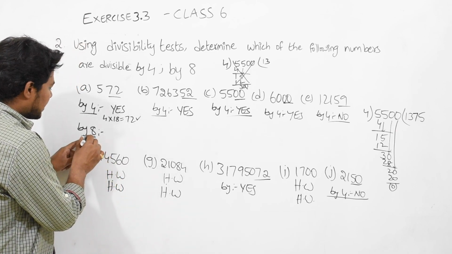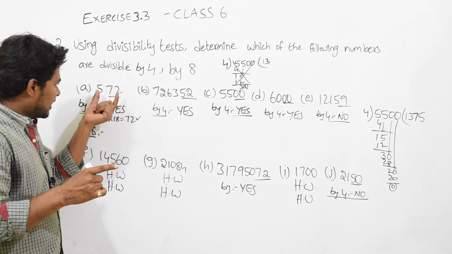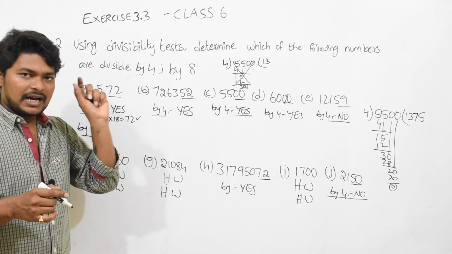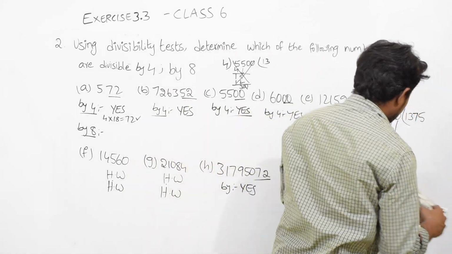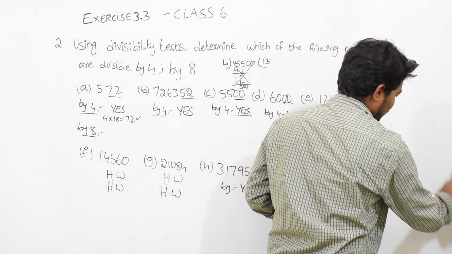Now the divisibility by 8 condition. What is the condition for divisibility by 8? You take the last 3 digits and see whether it is divisible by 8 or not. Okay, so with 8 we need to do some struggle. No problem. We will do it.